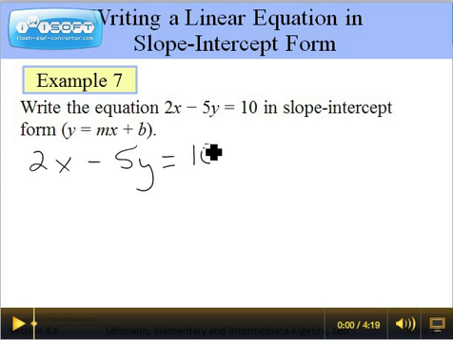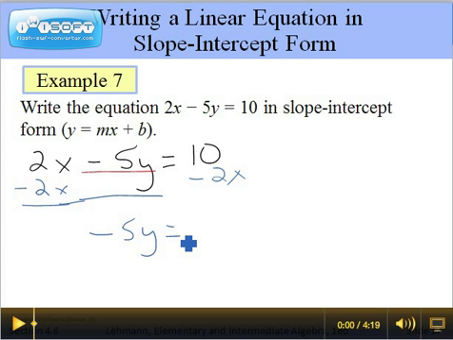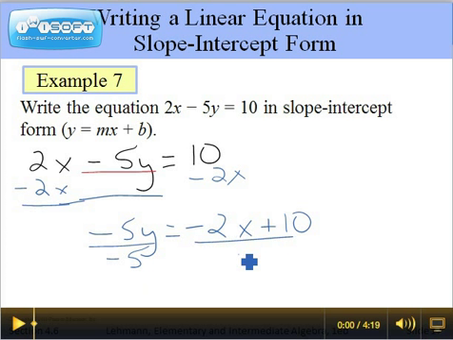I want to get this y by itself, so I want to isolate this. If I want to isolate the negative 5y, I need to subtract 2x from both sides. So I would be left on the left-hand side with minus 5y, and on the right-hand side, since I can't combine this 10 and the minus 2x, I would have minus 2x plus 10. And I write the 2x first because in slope-intercept form my x appears first. Now I'm going to divide both sides by negative 5.